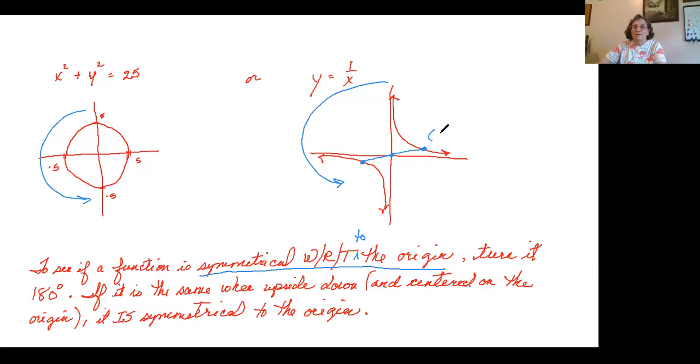So let's say this is the point where x is 3, y would be 1/3. And this would be the point (-3, -1/3), because if we plug in a negative 3, we get negative 1/3. So notice that in order for this to happen, we have to change the sign on both the x and the y.